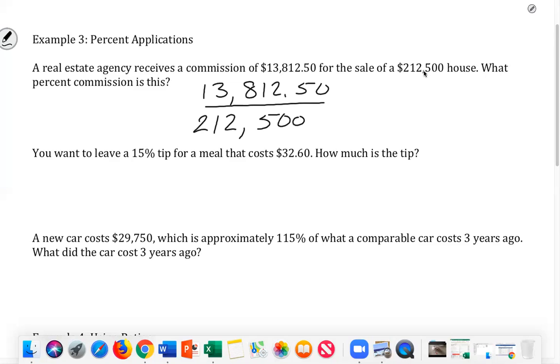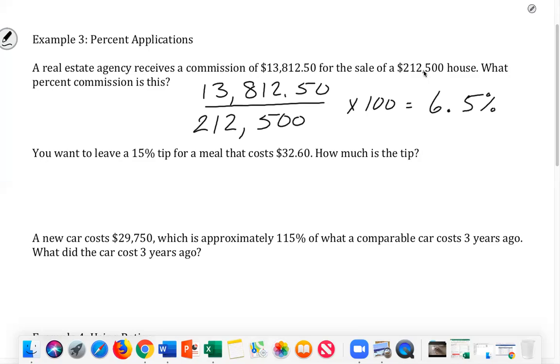So let's do that. I'm not that good, but I really think it's going to be right around, I don't know, 5%. Did everybody get 6.5%? Yeah. All right, and then I like to go back and see if it makes sense. Does it make sense to pay 6.5% commission on buying a house?